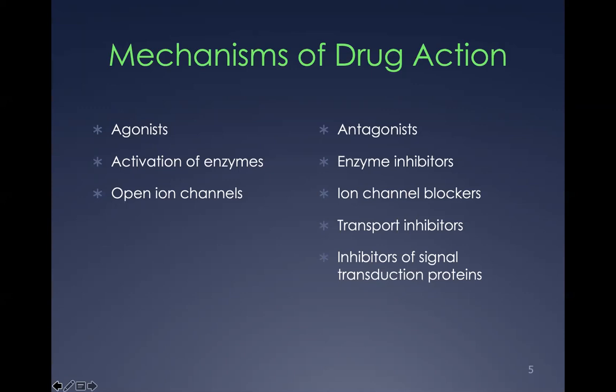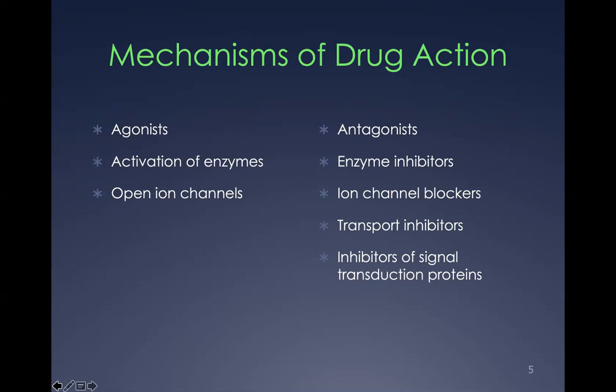Now, another way that a drug may act is it may activate enzymes. And by activating the enzymes, it sets off a chain reaction, which can then produce an action. Binding can open ion channels. If the drug binds to a receptor, a lot of times it'll open ion channels. On the other hand, we have some drugs that inhibit enzymes. We have some drugs that will block ion channels, for example, calcium channel blockers.